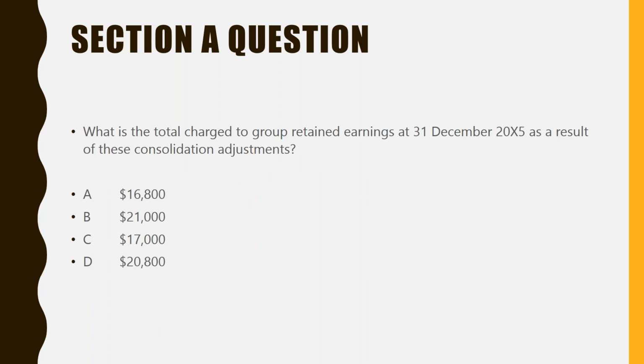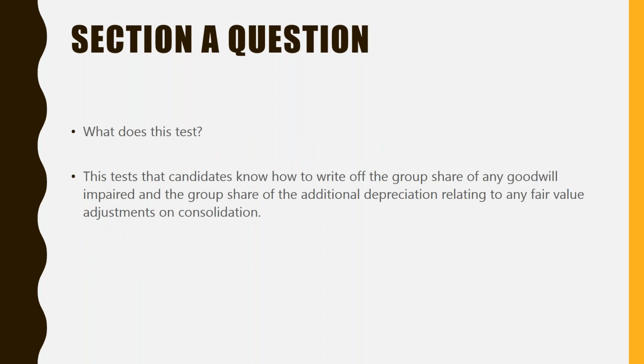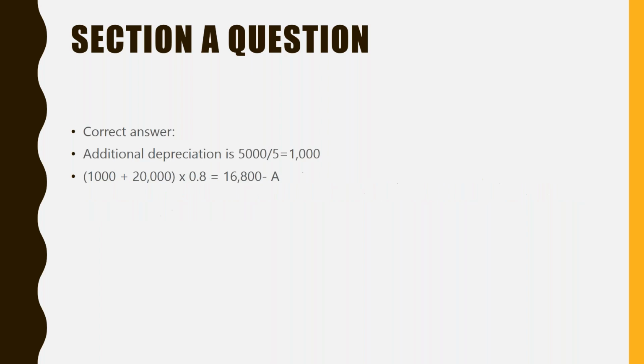All right. So the question is asking, what's the total charge to group retained earnings? So it tests you on how to write off the group share, the 80% share. The other 20% would have gone to non-controlling interest, but he didn't ask that. So that is why you have to multiply by 0.8.